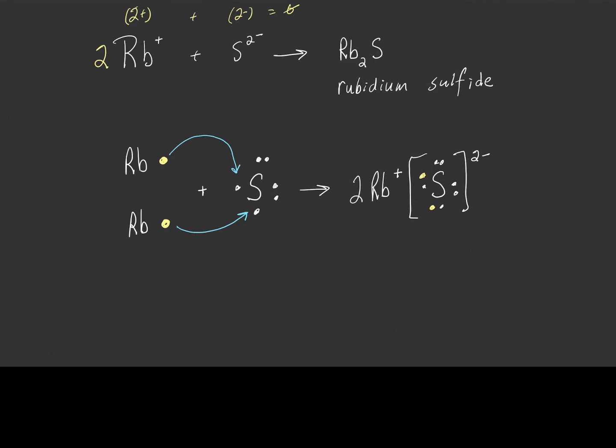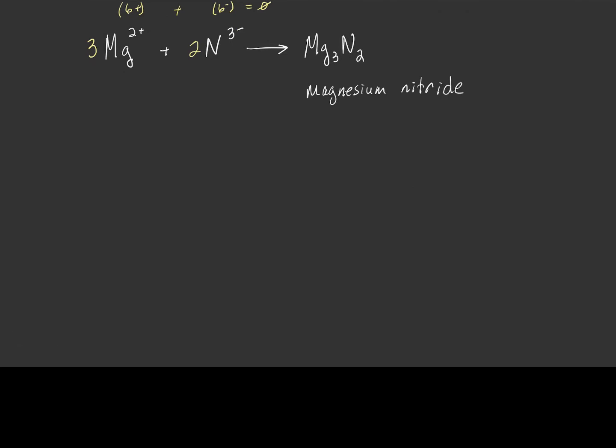So now let's take a look at our third example. Here we had 3 magnesiums, so let's draw our 3 magnesiums, and we're going to add that to 2 nitrogens. We can see that magnesium is a positive 2 cation, which means there must be 2 valence electrons on each of these that can be donated, added elsewhere.